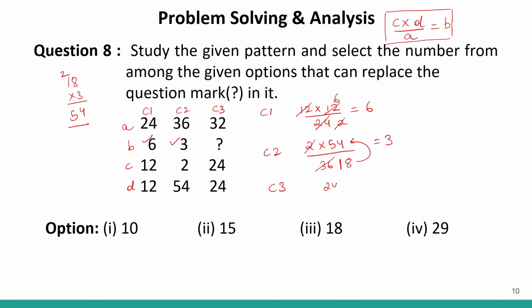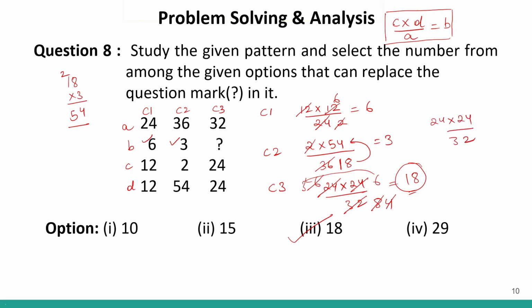So 24 into 24 by 32. This will be 6 and this will be how much? 8. This will be 3 and this will be 4. This will be 6. And 6 into 3 is 18. Sorry, I made a calculation error. So this is 3 into 6, that is 18. So 18 will be your correct answer, which is option number 3. Okay. So 24 into 24 by 32, which is C into D by A, gives us our B, which is 18. And 18 is your correct answer.